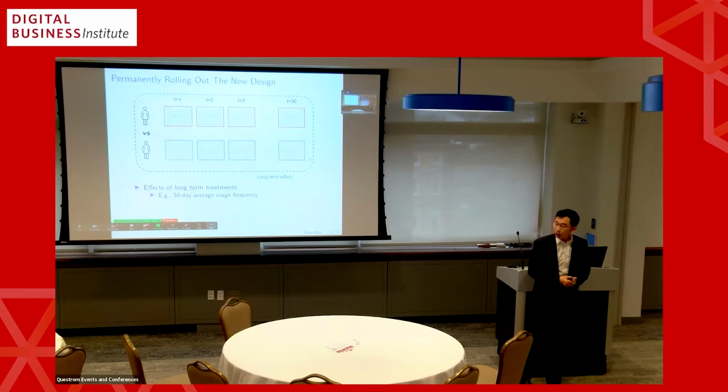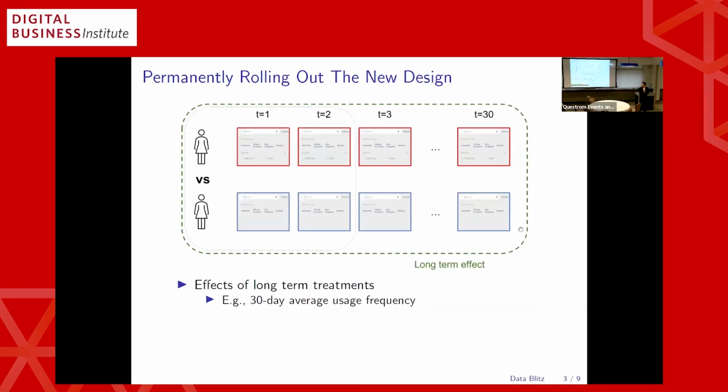To give you two concrete examples, one is when people look at the 30-day average usage frequency. Here, the small t can be 30 days. And in some other cases, people look at the 3 months user retention. And in some other tech companies, such as Google, they even measure the long-term user retention over the duration of 3 years. So you can think of this time duration as a very long duration of time.